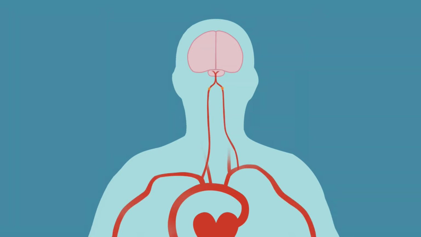The back part of the brain is supplied by the basilar artery, which is formed by two arteries joining together.